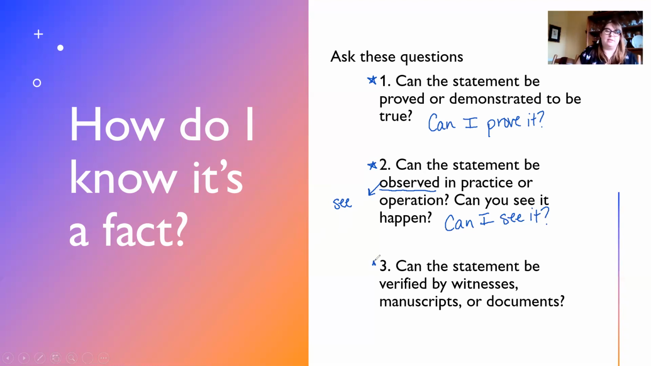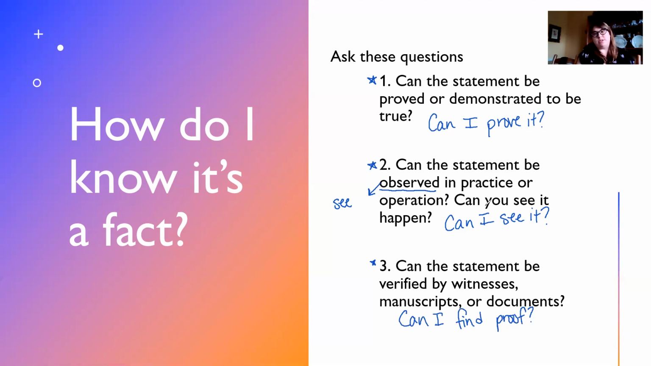The third question that we want to ask ourselves to dig a little deeper is, can the statement be verified by witnesses, manuscripts, or documents? So this is just another way of saying, can I find proof? And when we talk about finding proof, really what we're looking for is there something that I can physically point to say that my fact is a true fact? So if you have books, or if you have people that were actually there, or if you have the documents that were proving something, those count as proof.